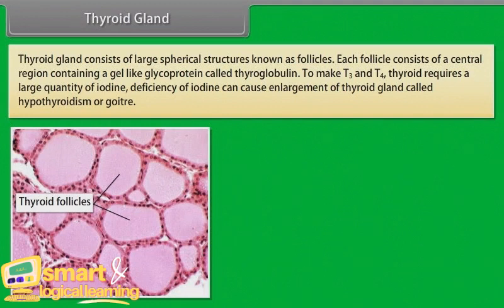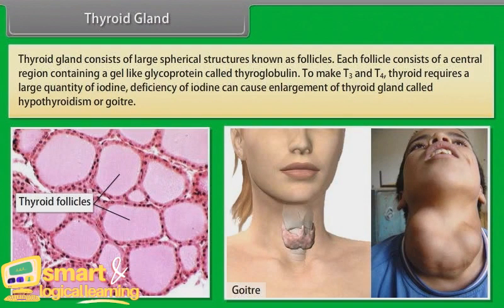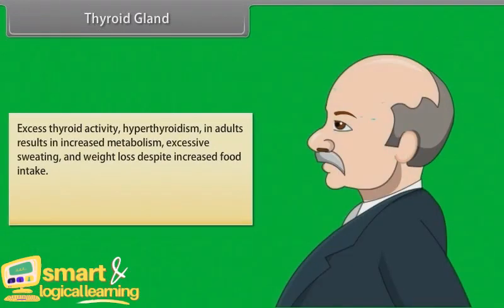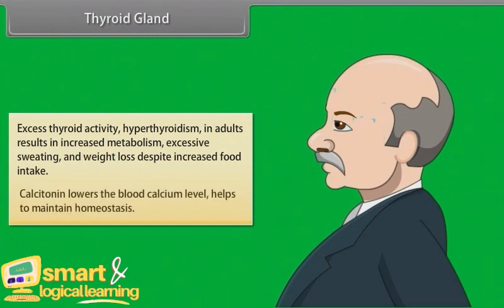Each follicle consists of a central region containing a gel-like glycoprotein called thyroglobulin. To make T3 and T4, the thyroid requires a large quantity of iodine. Deficiency of iodine can cause enlargement of the thyroid gland called hypothyroidism or goiter. Excess thyroid activity, hyperthyroidism, in adults results in increased metabolism, excessive sweating, and weight loss despite increased food intake. Calcitonin lowers the blood calcium level and helps to maintain homeostasis.